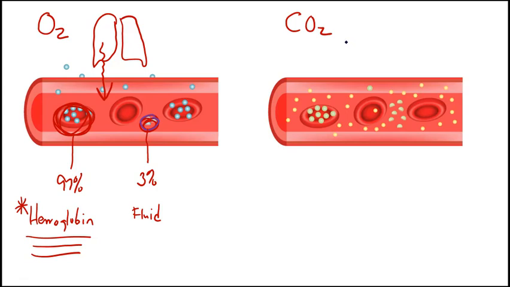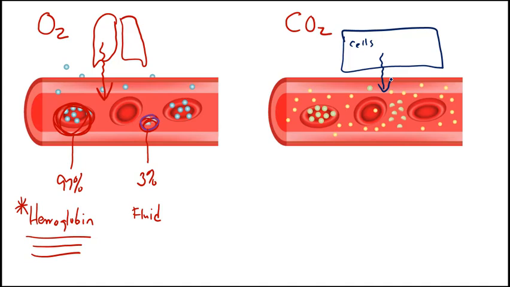Now let's look over here on the right and talk about CO2. Carbon dioxide comes from the cells. It's created in the chemical reactions that occur inside the cell. Here, I'll draw a cell here. See how the CO2 leaves the cell and enters the bloodstream?